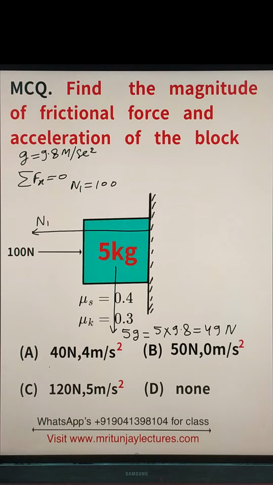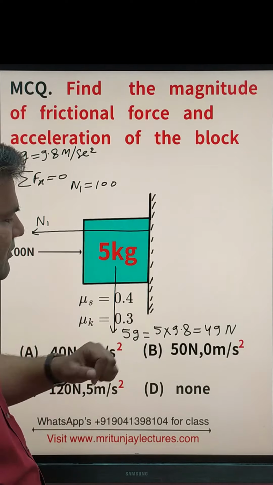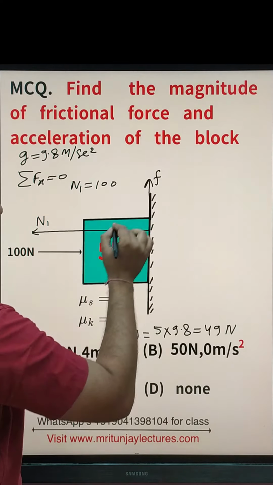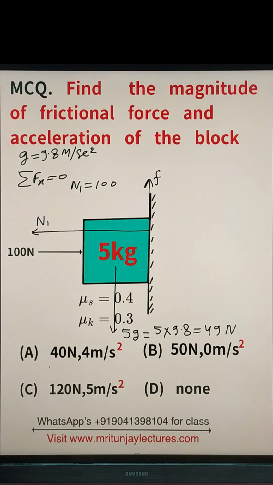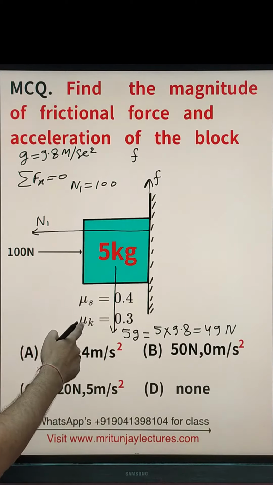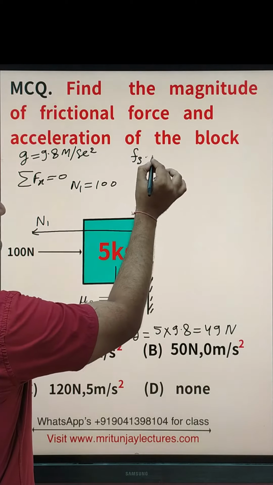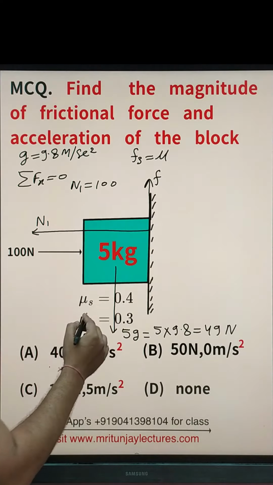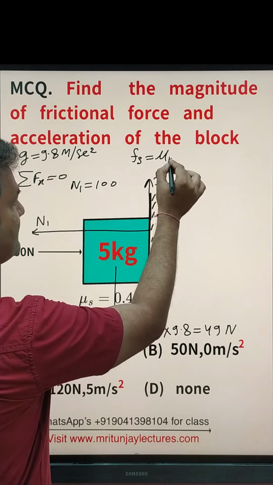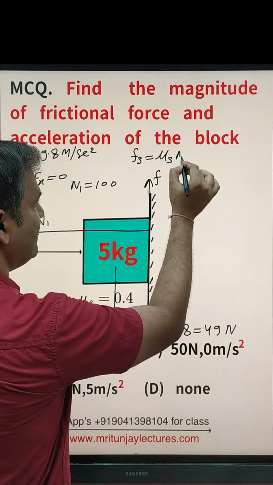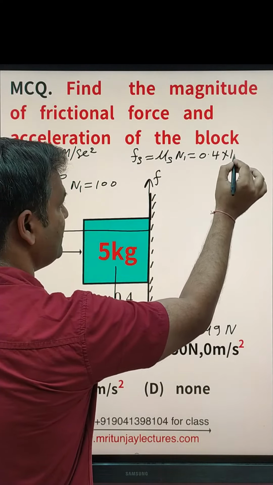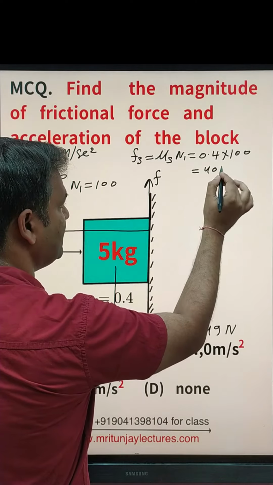Okay, now after that, here the applied force is 49 Newton. So the frictional force acts in the opposite direction of F. Whether this block is moving or not is decided by the frictional force. There are two frictional forces given here, mu s and mu k. So mu s means static friction, Fs, that is mu s into N1. Mu s is how much? 0.4 into N1, which is 100. So that is 40 Newton.